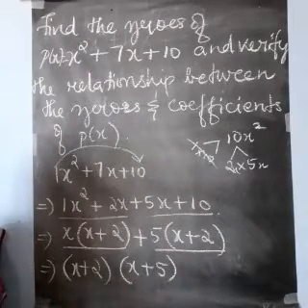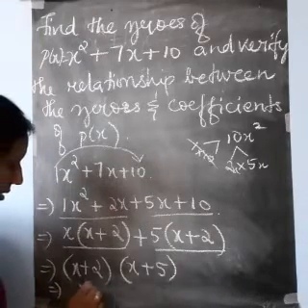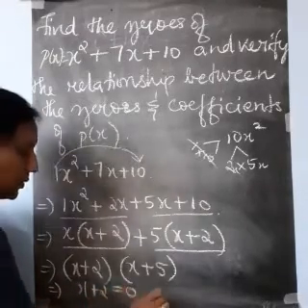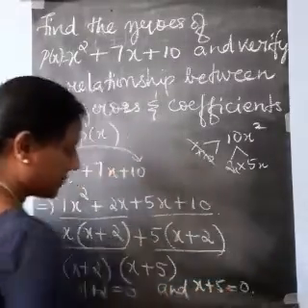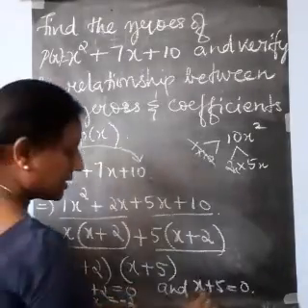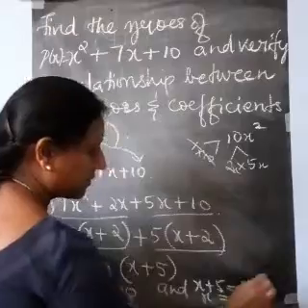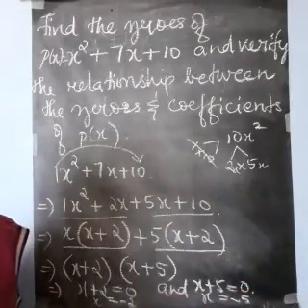Now how will I get the zeros? Equate this to 0. So what will you get? You get x plus 2 equal to 0 and x plus 5 equal to 0. So what is x equal to? Minus 2 and x is equal to minus 5. So I have got x is equal to minus 2 and x is equal to minus 5.